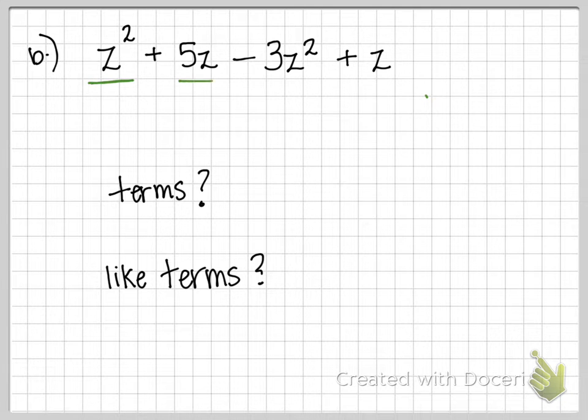1, 2, 3, 4. Good. Because terms are separated by what? Addition and subtraction. Addition and subtraction signs. So we have 4 different terms in this expression. Can you see that?